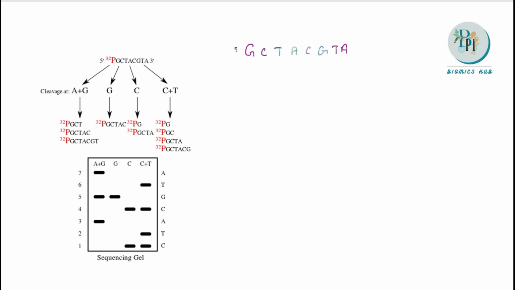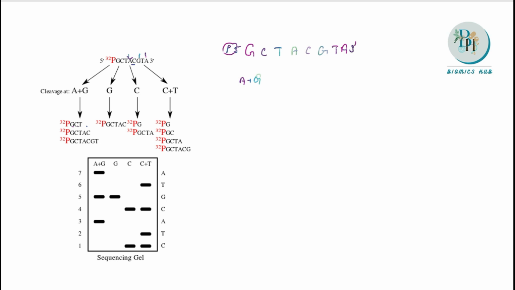It is from the 5' end and it is radiolabeled. And in the 3' end it is present A. So when we cleave for A plus G, we will get certain bands. You can see here that if it is cleaved here, we will get GCT. If it is cleaved in some other region, that is here near G, we get GCTAC. Until this we get the sequence.